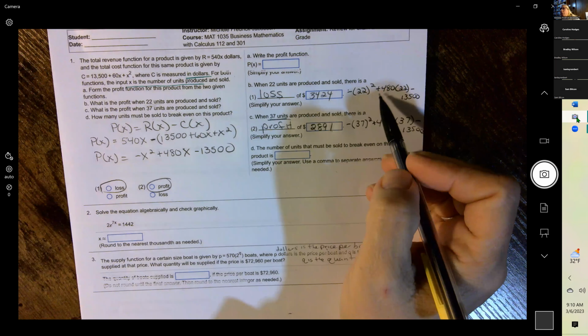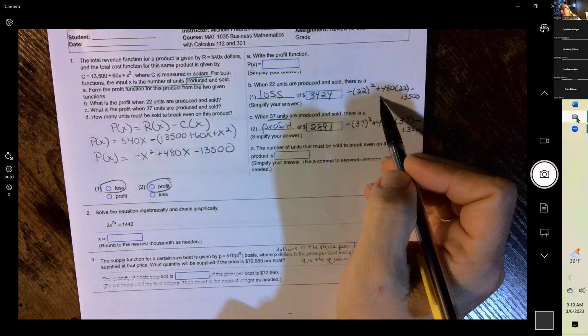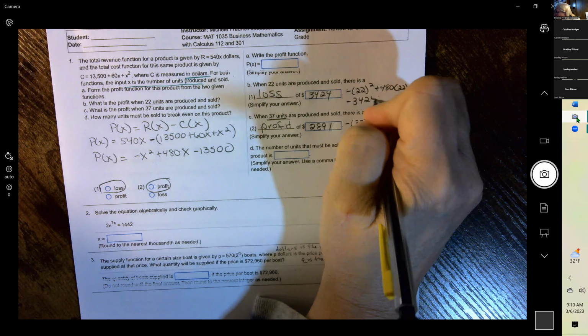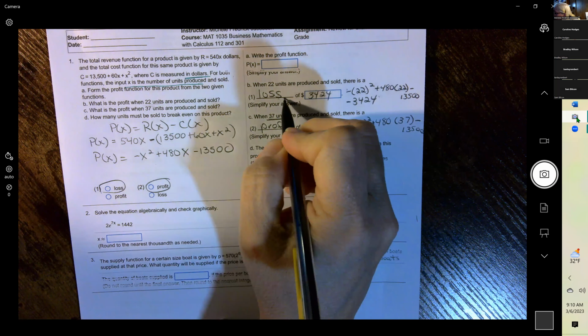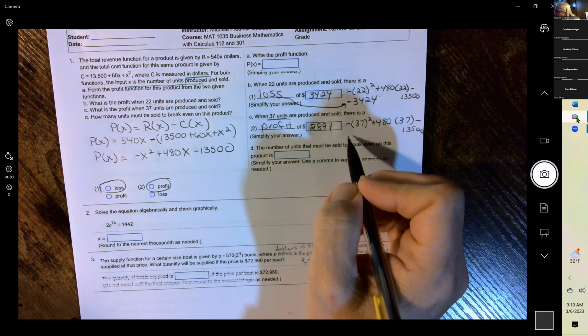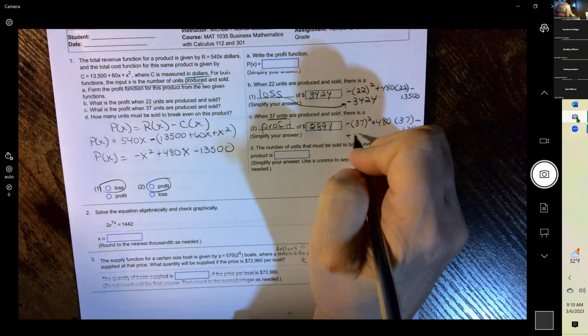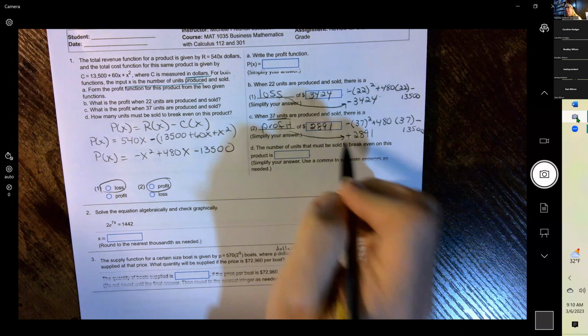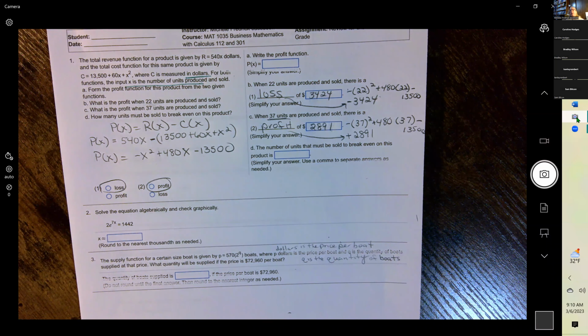When I plugged this one in, I got a negative answer. It was a negative 34.24. That's what makes the loss, the negative sign. This one was a positive 28.91. That's what made it a profit. So a negative sign is a loss. A positive is a profit. Any questions?